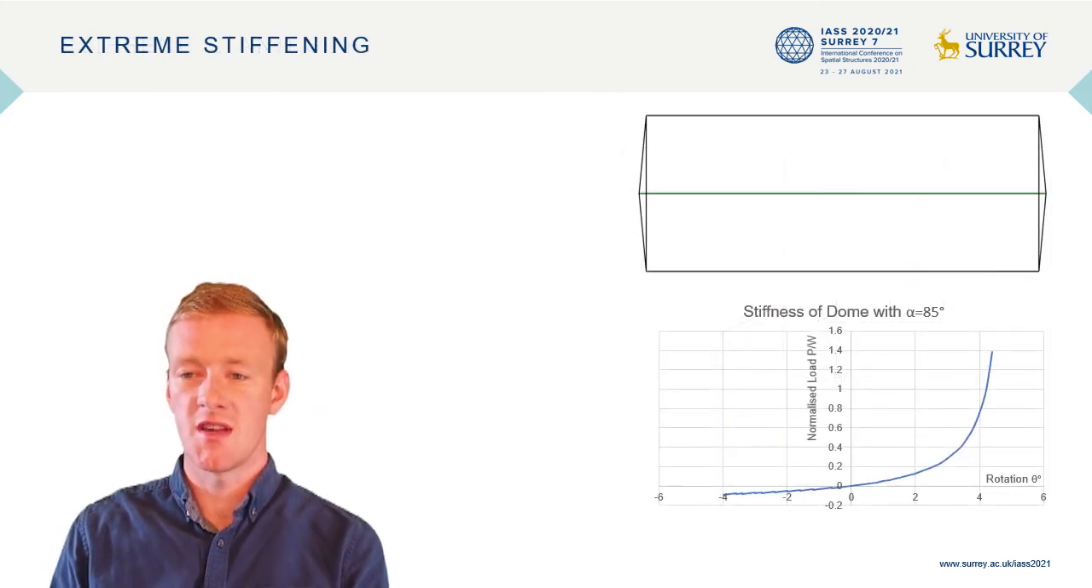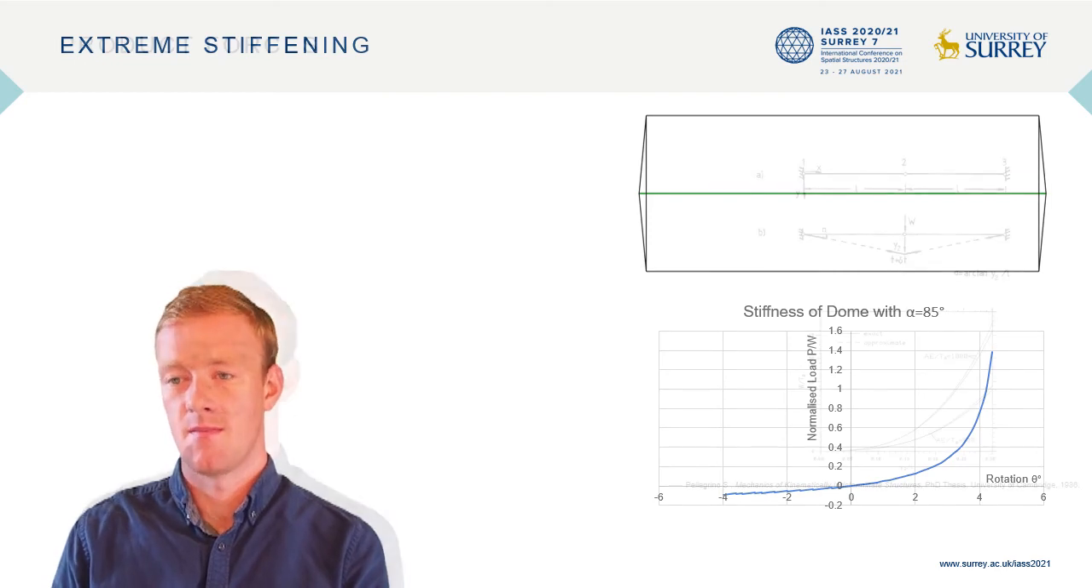Some structures can stiffen significantly, such as this one. When the applied load is directly underneath the support, the applied load goes to infinity in the graph.